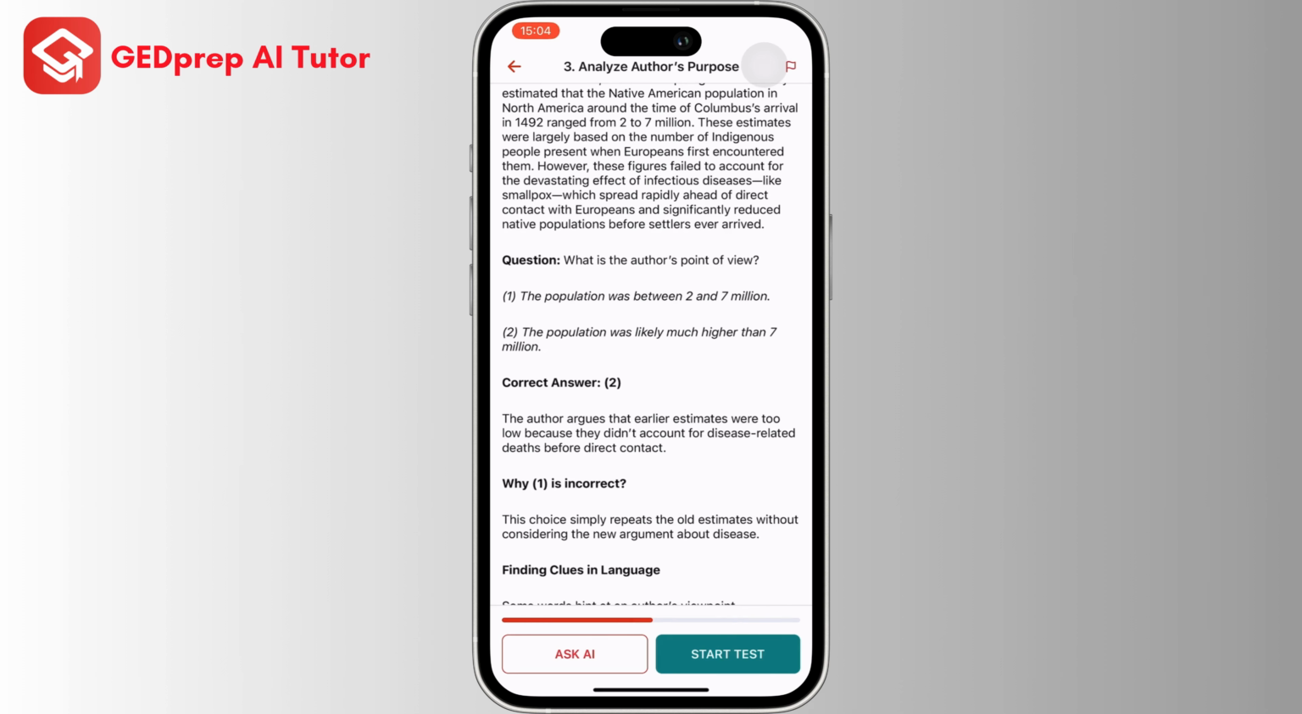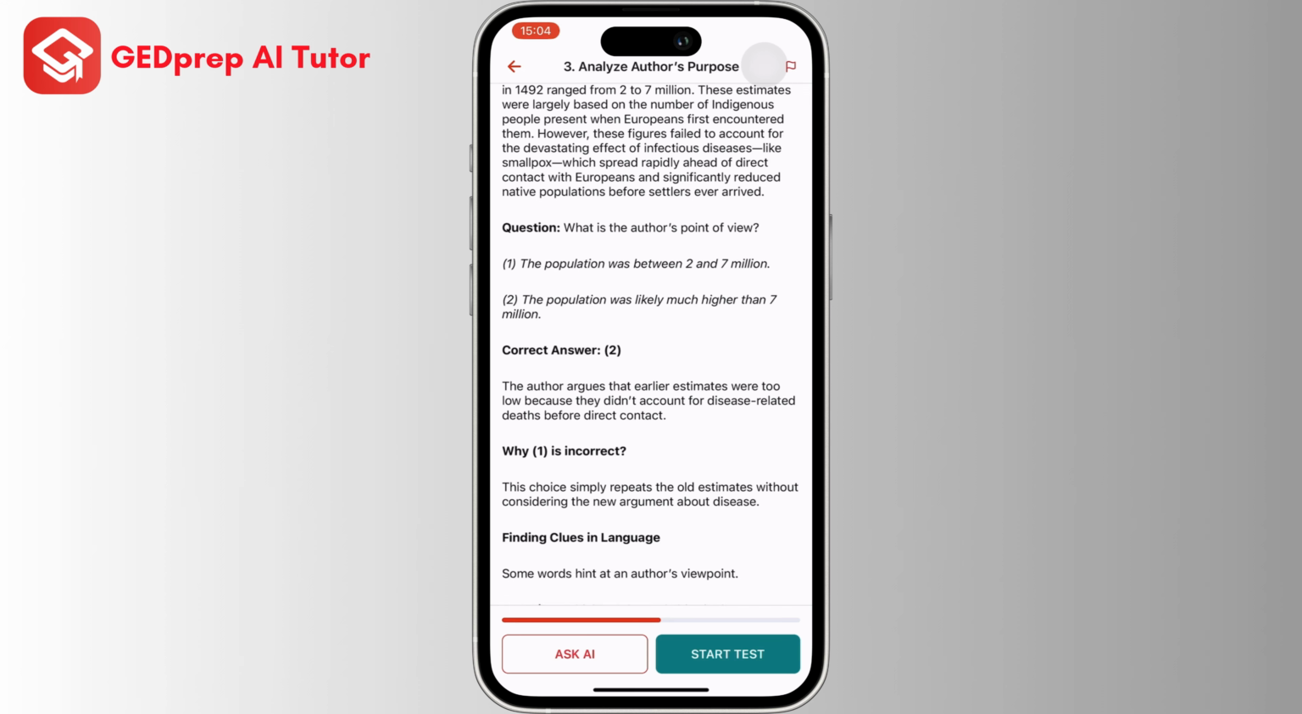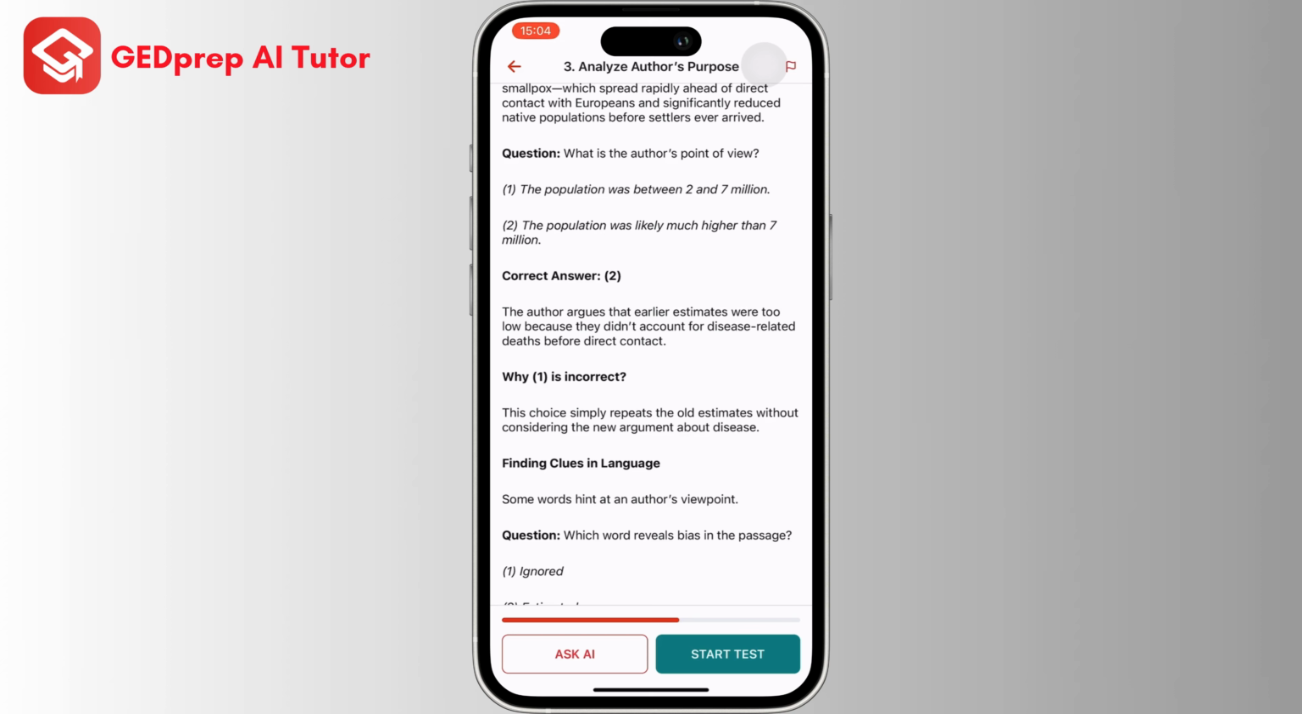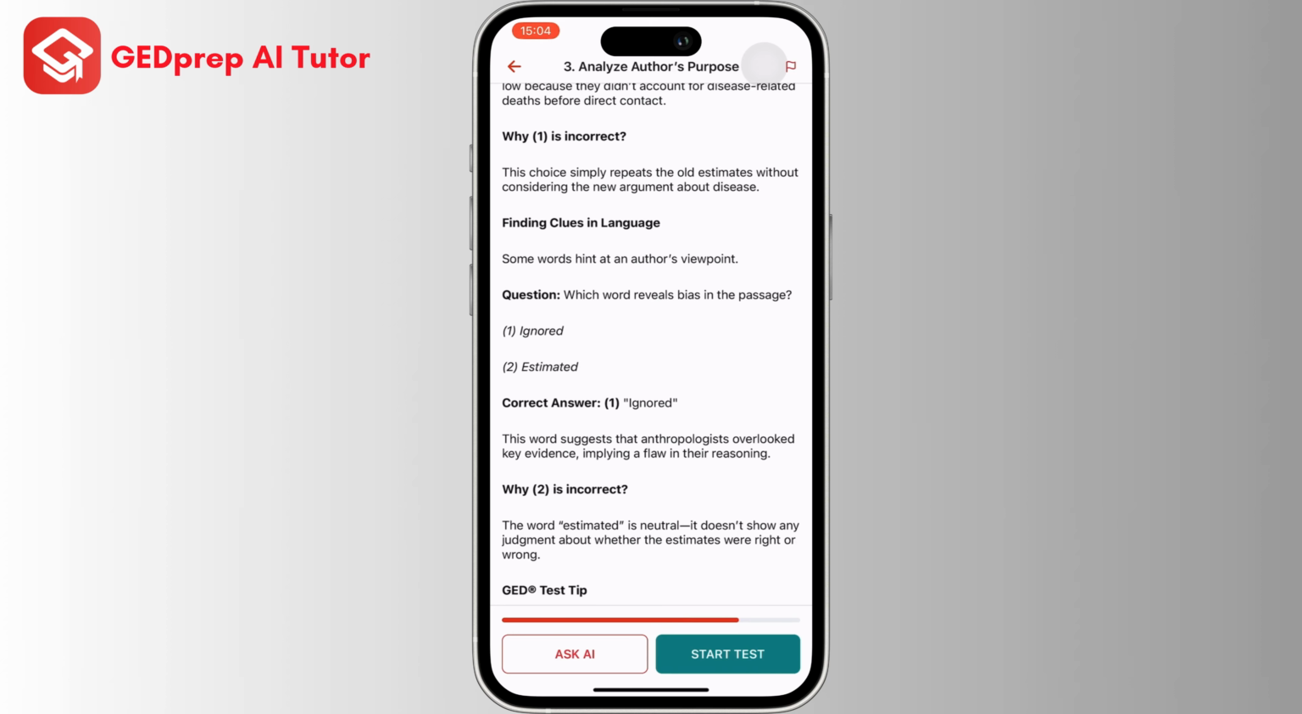Question: what is the author's point of view? 1. The population was between 2 and 7 million. 2. The population was likely much higher than 7 million. The correct answer is option 2, because the author argues that the earlier estimates were too low because they ignored the impact of disease. Why is option 1, the population was between 2 and 7 million, incorrect? It just repeats the old estimates without addressing the author's reasoning.